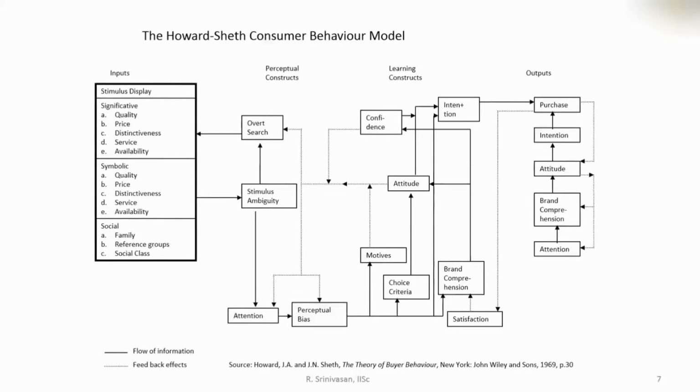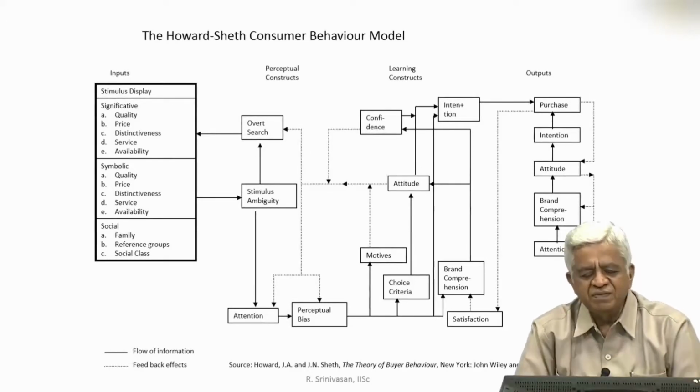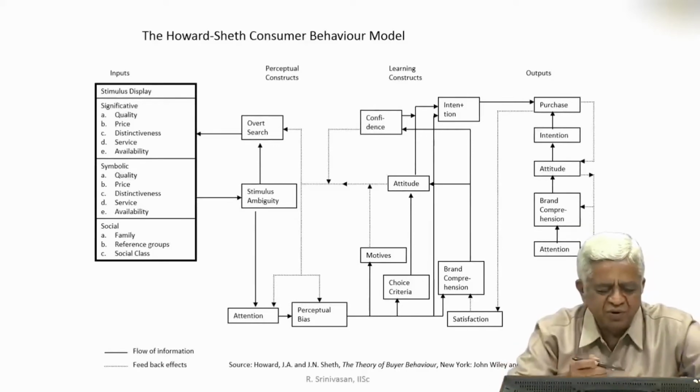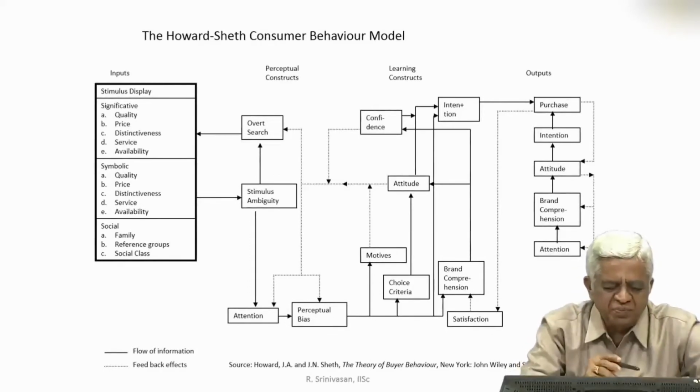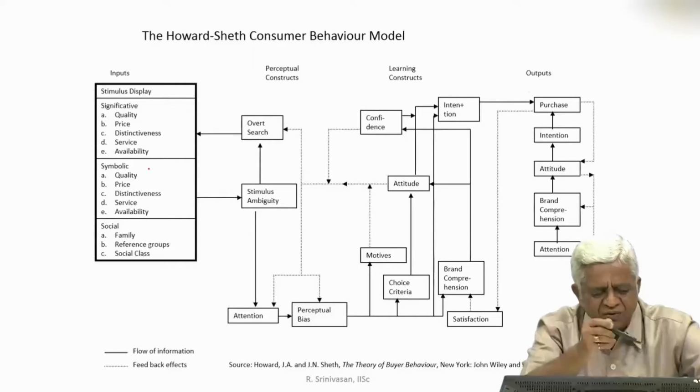Now, a wonderful compartmentalization has been given by these two gentlemen on the type of inputs which go into play with respect to consumer behavior. They have put it under the heads stimulus, then symbolic, then social. So this is a type of inputs which have come into play. One with respect to stimulus display. This stimulus display can be significative, symbolic, or social. So these are the typical inputs.